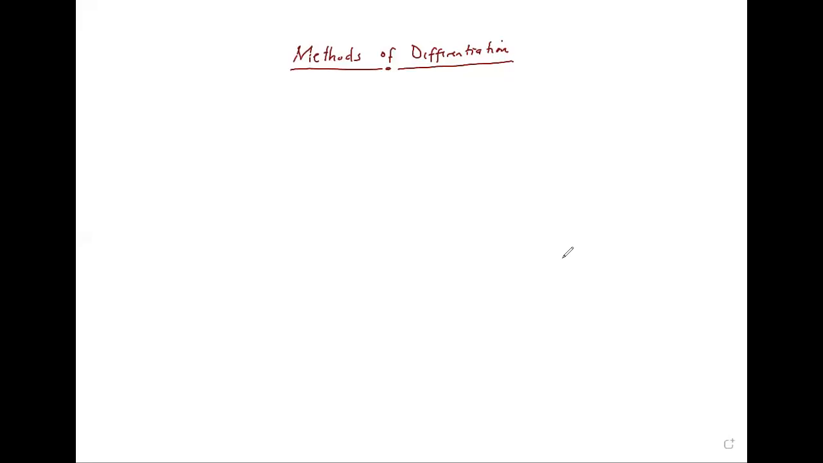Now we have several methods of differentiation. The first one is first principle. The first principle.